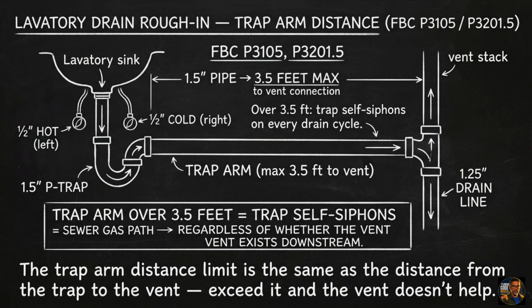Lavatory P-trap and drain. The lavatory uses a 1.5-inch P-trap per FBC P3201.5, draining into a 1.25-inch line running to the vent stack. The trap arm must reach the vent within 3.5 feet, the maximum trap arm distance for a 1.5-inch diameter pipe per FBC P3105. Beyond that distance, the trap self-siphons on every drain cycle. Hot and cold 1/2 inch supply stub-outs come through the back wall. Hot on the left, cold on the right when facing the fixture.